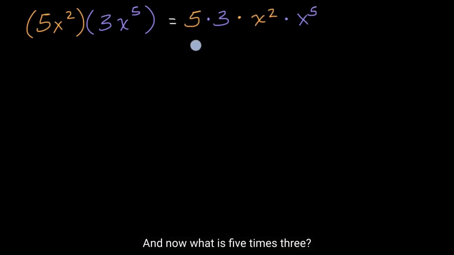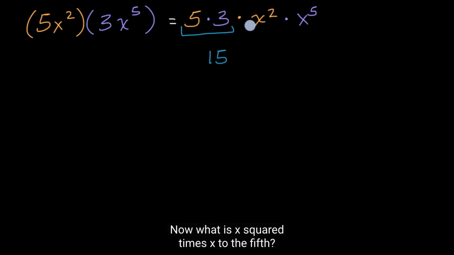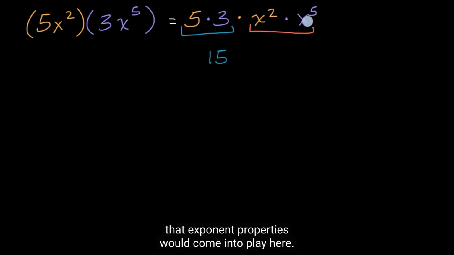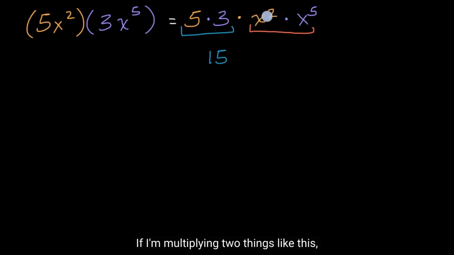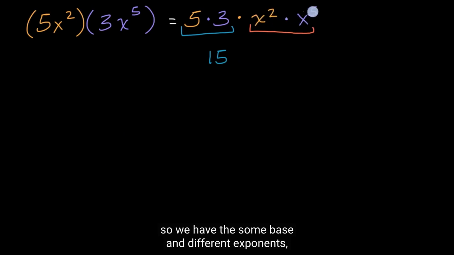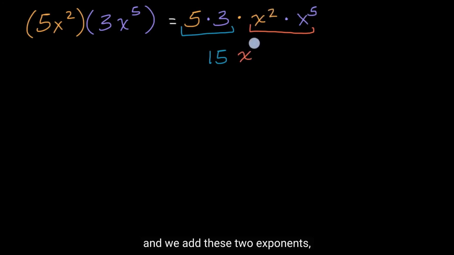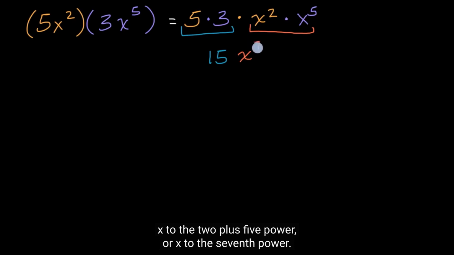And now what is 5 times 3? I think you know that. That is 15. Now what is x squared times x to the fifth? Now some of you might recognize that exponent properties would come into play here. If I'm multiplying two things like this, we have the same base and different exponents, that this is going to be equal to x to the, and we add these two exponents, x to the 2 plus 5 power or x to the 7th power.